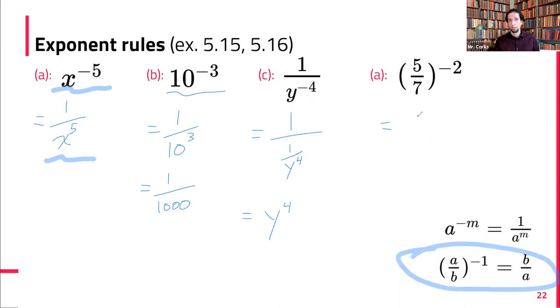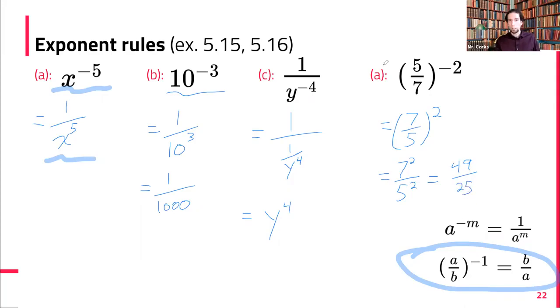Oh, to invert, flip the fraction. Okay, so just flip over the fraction and get rid of the negative on the exponent. So 7 over 5 squared, and that whole thing squared. And then as the next rule we'll see in a little bit, we can take our exponent on the outside, bring it inside our brackets here and say, okay, well, this is 7 squared over 5 squared, and we can simplify that to 49 over 25 like this.